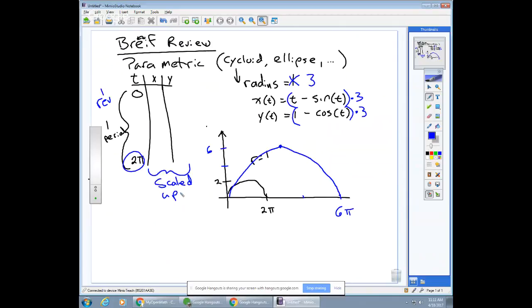A similar thing happens with an ellipse. An ellipse can be really big or really small, but the bottom line is any ellipse can be drawn by just letting the parameter go from 0 to 2 pi. So just keep that in mind with the parametric stuff.